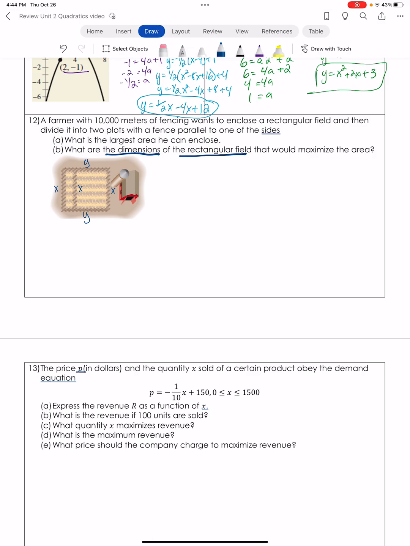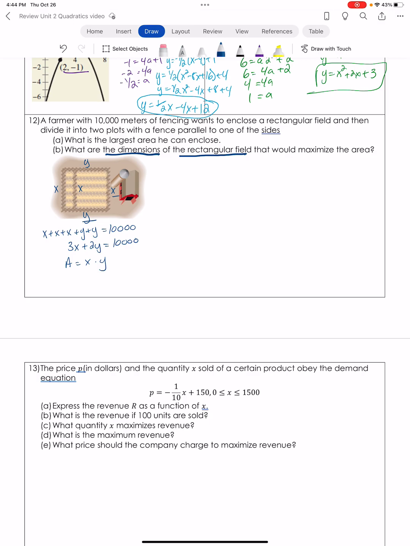This one doesn't have the greatest numbers, so things that I know: all of the pieces of fencing, my X plus X plus X plus Y plus Y must add up to 10,000. So 3X plus 2Y is equal to 10,000. And I know the area of my field is just going to be X times Y. So I have this X and I have this Y here, so it's just going to be regular X times Y.